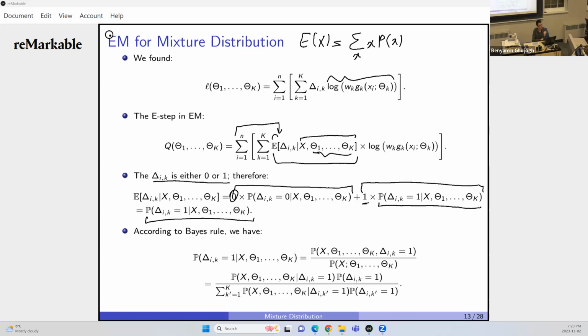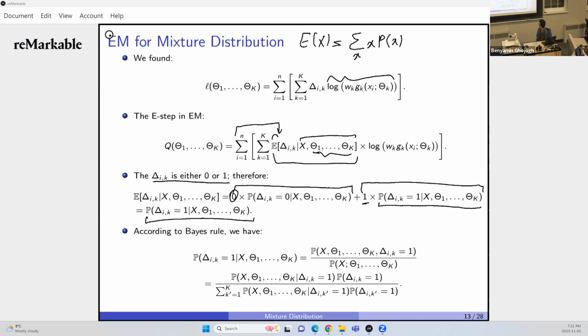We can't complain about mathematics. This is what happens because 0 times that becomes 0. Right? So that's exactly what I'm saying. When we are doing binary calculations, usually one of the terms in the expectation goes away.